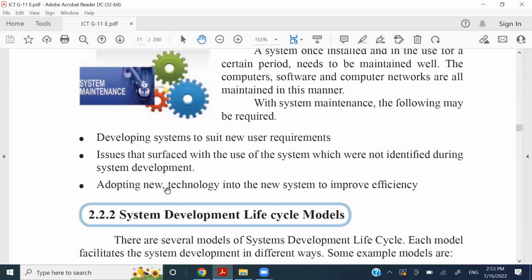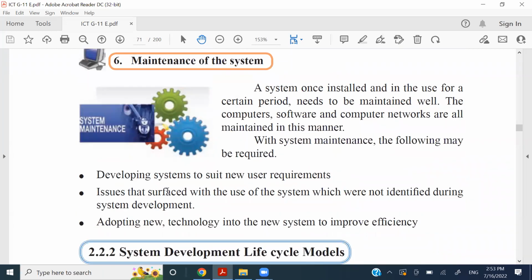So from there, your SDLC is fully done. It has 6 different phases: identification of the requirements, designing the solution, coding the solution, testing the solution, deploying the software or the solution, and maintenance of the system.